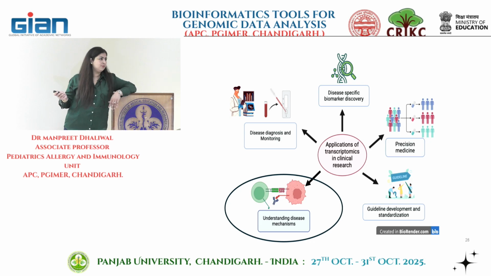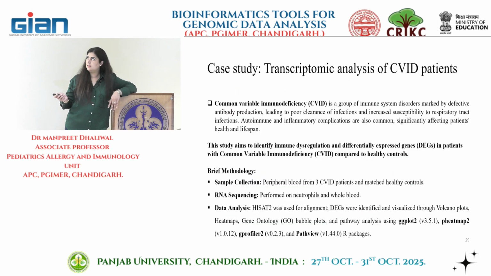I'll now give you one example where we've used transcriptomics to look at disease pathogenesis. Our unit is the allergy immunology unit. We work in the area of primary immunodeficiencies, now called inborn errors of immunity. Most of these have a monogenic cause ascribed to them. But for a disease like CVID, common variable immunodeficiency, there is no one monogenic cause which has been described. So understanding why a patient presents with a deranged immune profile is interesting.